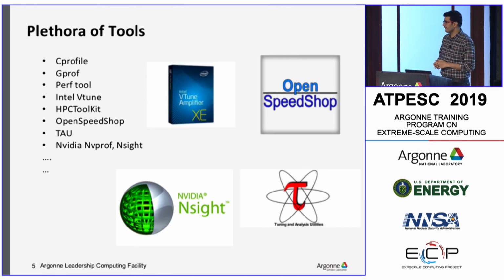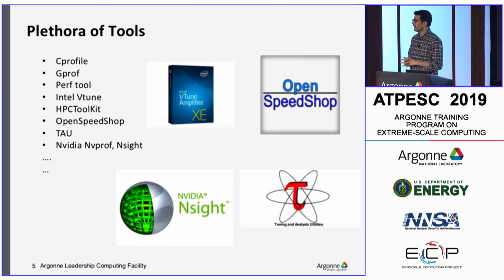There are a plethora of tools that we can use for profiling, for any general application, both command line and more interactive profilers, which run on different types of hardware. We have the perf tool, which runs from the Linux kernel. We have Intel VTune, Open|SpeedShop, TAU, and for Nvidia GPUs, we have NVProf and Nsight.